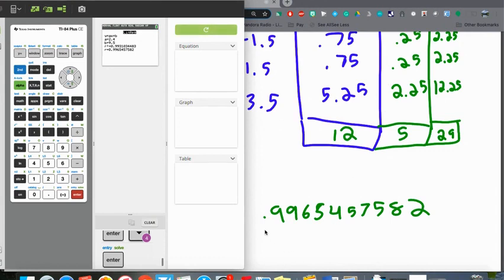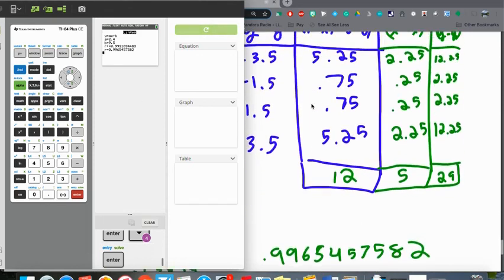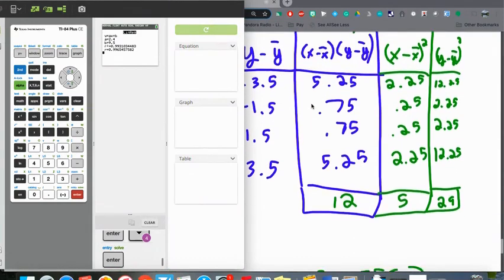So you can do it by hand and then you can check it using the graphing calculator. If it is a longer problem, I would recommend just using the graphing calculator because this process of solving by hand is a lot of work.